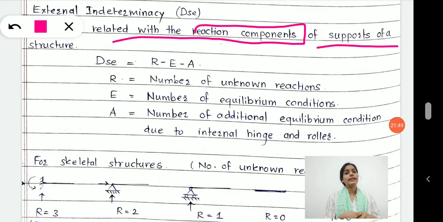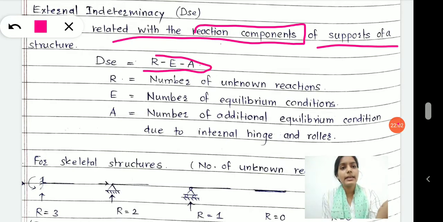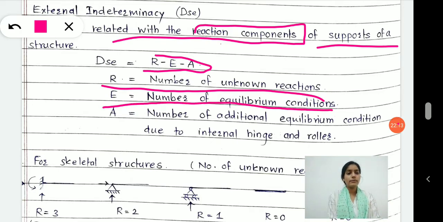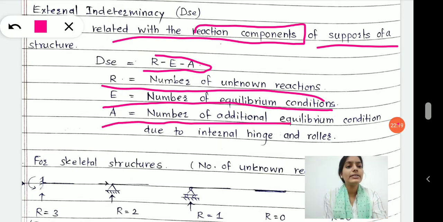Now DSE represents the external indeterminacy over here. What is the formula for it? DSE is equal to R minus E minus A. R stands for the number of unknown reactions. We know how to calculate the number of unknown reactions. Then E is the number of equilibrium conditions. And A stands for the number of additional equilibrium conditions, or you can say it is due to hinges or internal rollers you have provided.